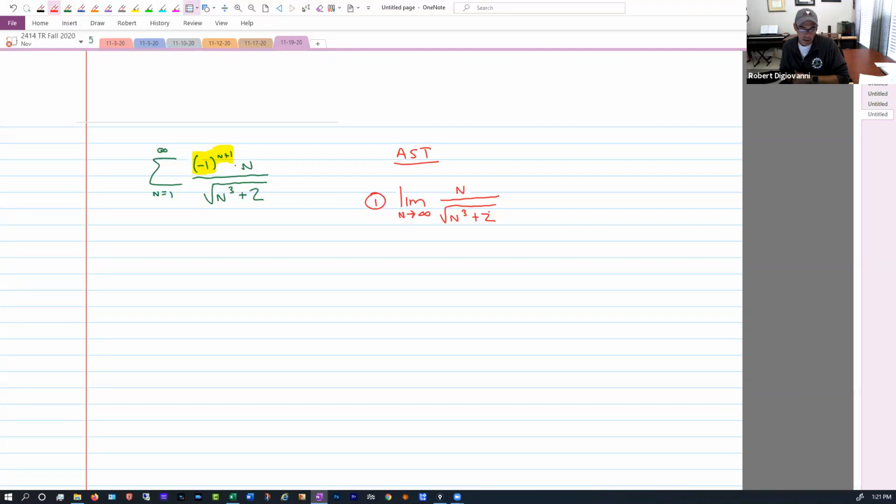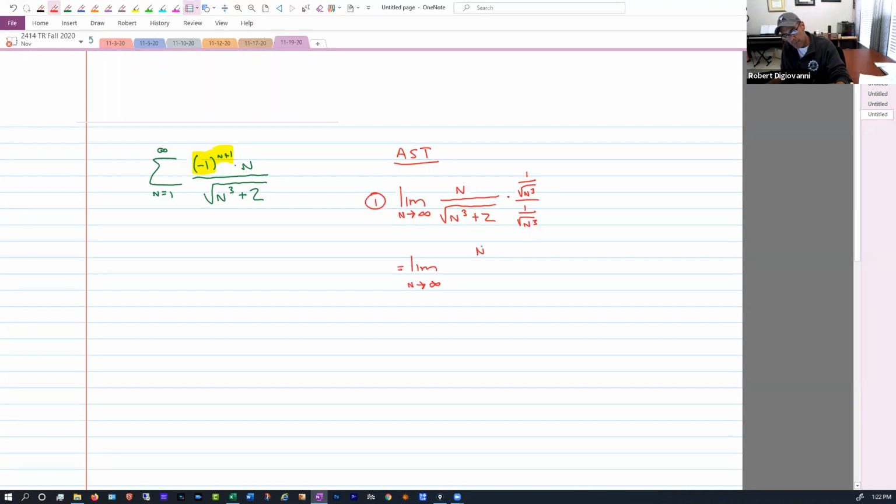Now, I noticed on your take-home test that some of y'all did this by L'Hopital, and it turns into a nightmare if you try L'Hopital on this. The other, I think, nicer approach is to try and get rid of this n cubed by multiplying the top and bottom by 1 over the square root of n cubed. If you do that and then distribute this through, you get this.